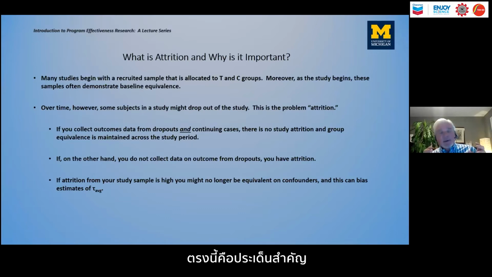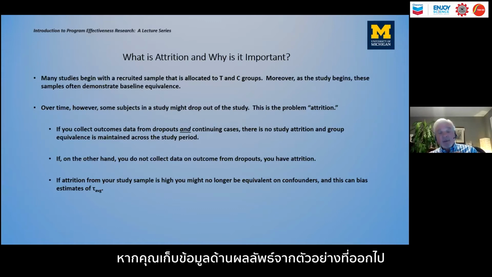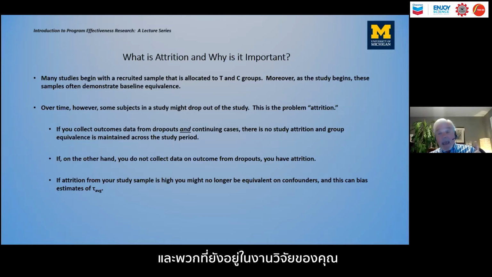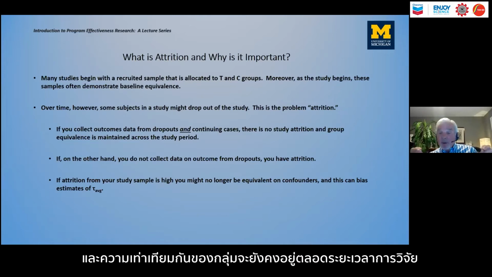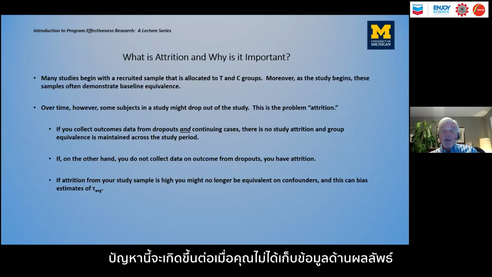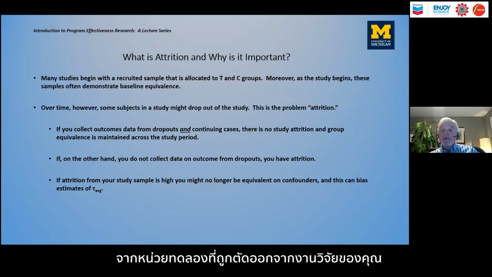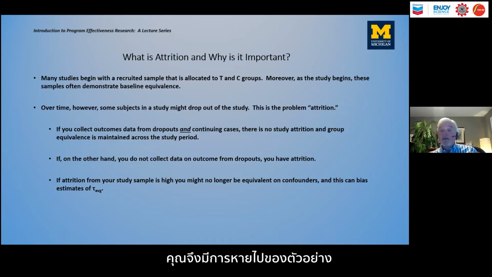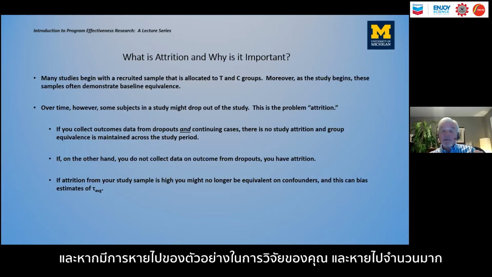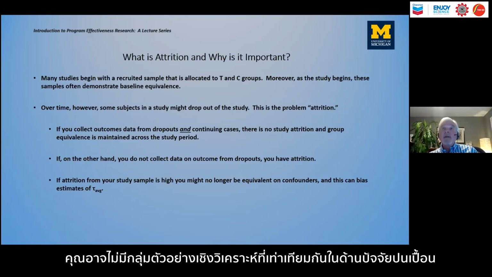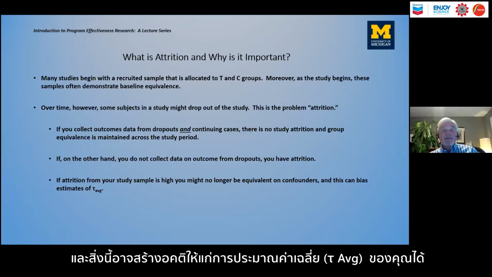So here's an important point. If you collect outcomes data from the dropouts and the people who are still in your study, there isn't any study attrition, and group equivalence is maintained across the study period. The problem comes when you don't collect data on outcome from the units that have dropped out of your study. Then you have attrition. And if there's attrition in your study sample and it's high, then you might not have analytic samples that are equivalent on confounders, and this can bias your estimates of tau average.